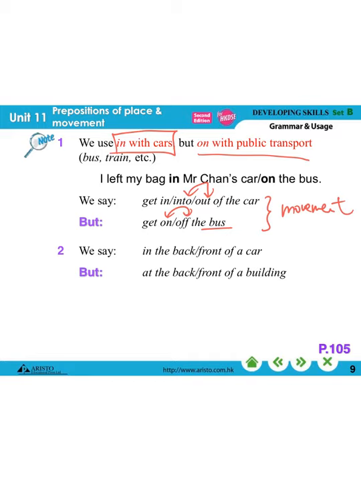What if you want to talk about the location of something? For example, there is a cat in the back of the car or in the front of the car. However, if this is a building, we have to use at instead of in: at the back of the building, at the front of the building. So pay attention to the differences between them, and do not mix them up.